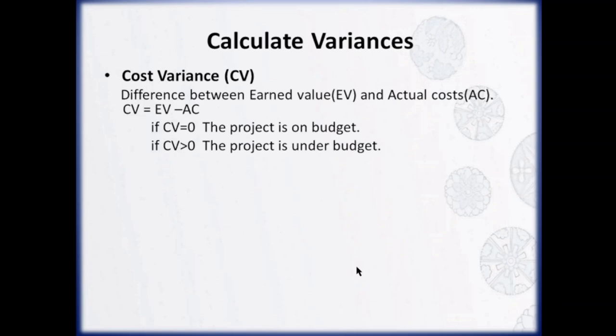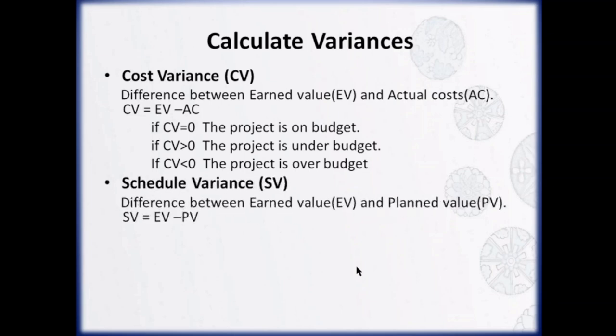If cost variance is greater than 0, the project is under budget. In other words, we have earned more than what we have spent. If cost variance is less than 0, the project is over budget. It means we have spent more than what we have earned. Next is schedule variance. This variance indicates whether the project is on schedule, behind schedule, or ahead of schedule.